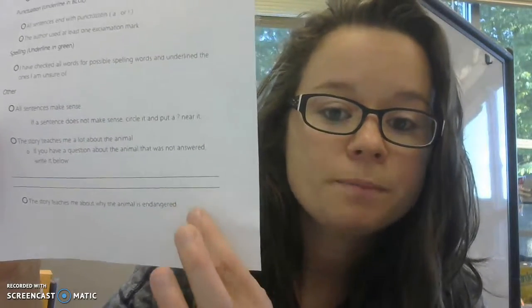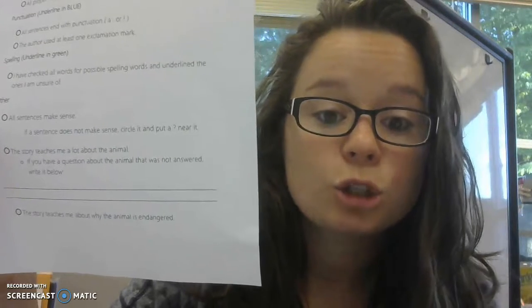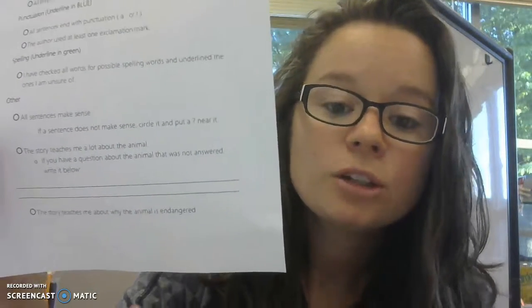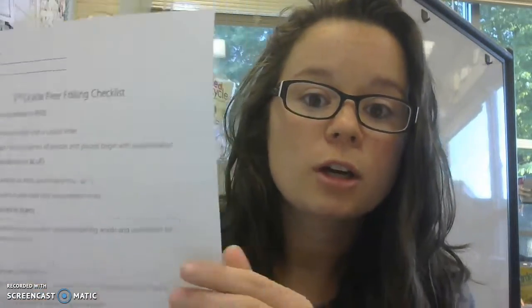And finally, at the bottom, it's really, really important that the author is making sure that you learn why the animal is endangered. So check to make sure they included that in their story. And if there's anything else that you think the author could do to make their writing even better, just write it down here. Give them some notes. Make sure you fill in who was the writer.